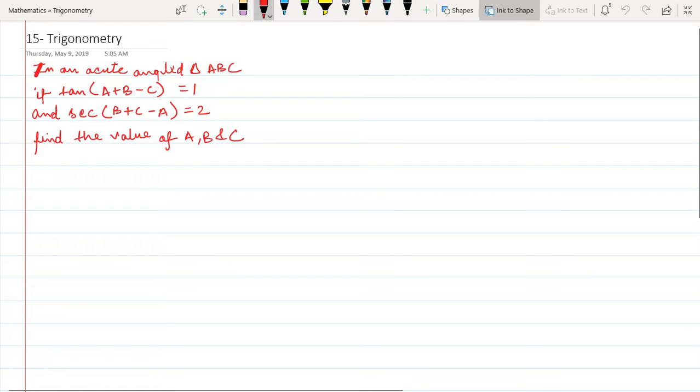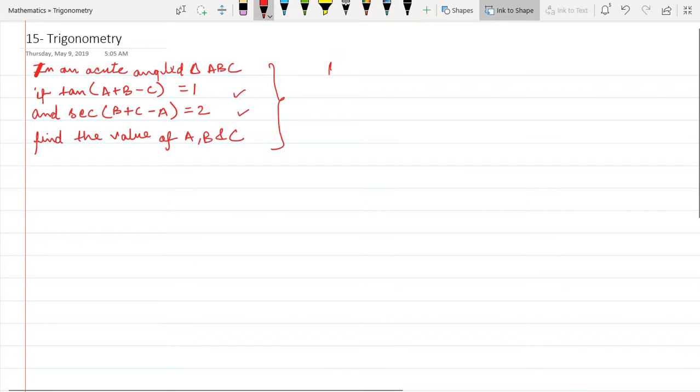This problem says that in an acute angle triangle ABC, if tan of A plus B minus C is equal to 1 and sec of B plus C minus A is equal to 2, then find the value of A, B and C. Basically it wants us to find the value of the three angles.